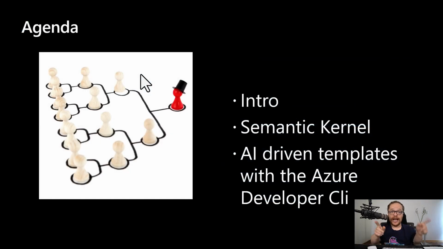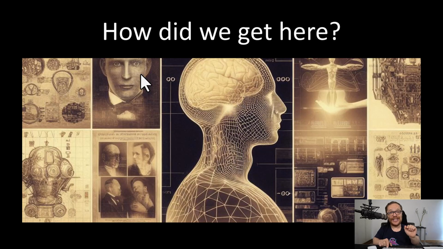So I'm going to give you an introduction to the history and also the movement of what generative AI is. We're going to look at how to utilize Semantic Kernel and also the RAG pattern. Then we're going to look at using AI-driven templates with the Azure Developer CLI. So how did we actually get here?